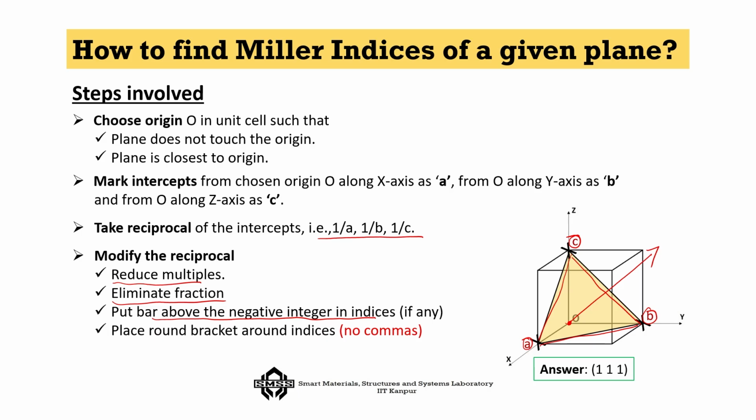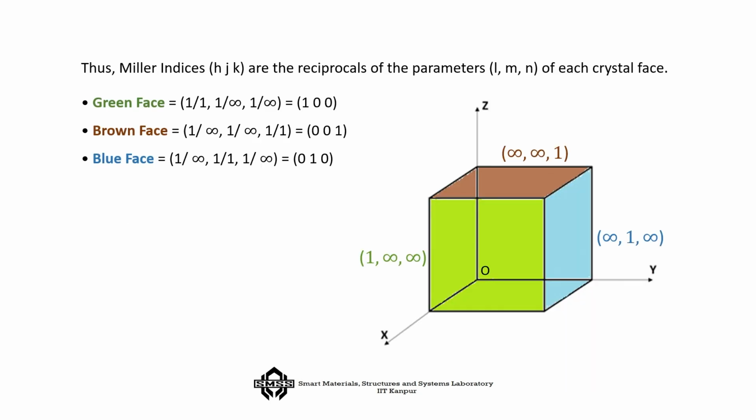So, that is the way we have to do it, and if you follow it for this particular plane, the answer would become 1 1 1, as I told you, because A is 1, B is 1, C is 1, the reciprocal is 1, and there is no reduction of the multiple or fraction elimination, and it is neither in the negative direction, and hence it is 1 1 1.